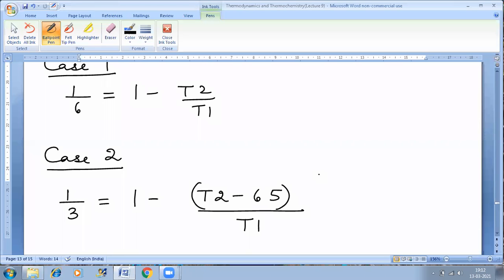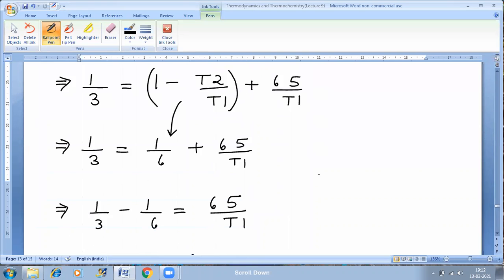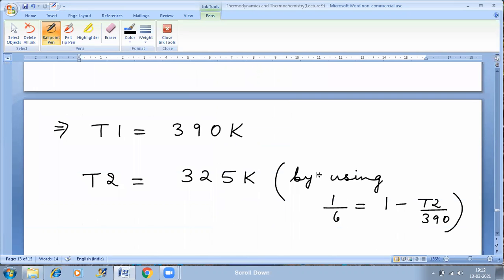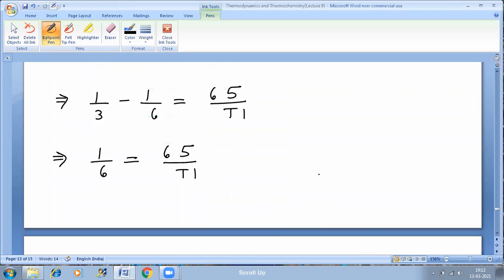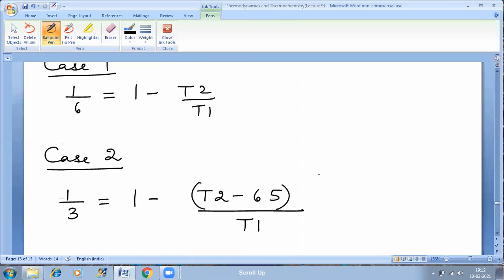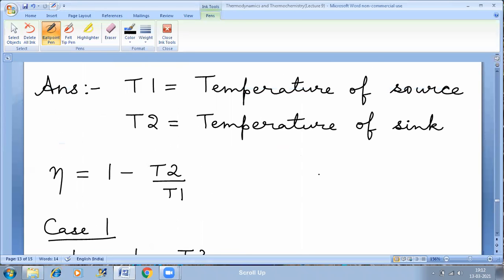Now, solving these two equations simultaneously, we will get the values of T1 and T2. That's what we had been asked to calculate. The question wanted us to find out the values of temperatures. Hence, we have found out T1 and T2. So it was just an application of the formula for eta.